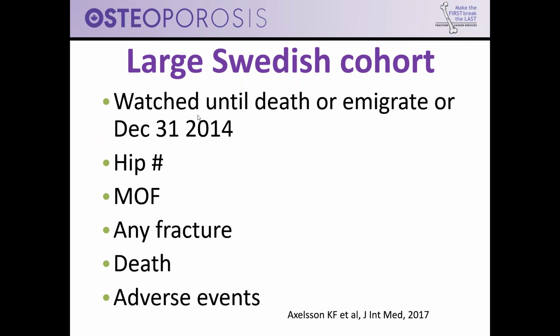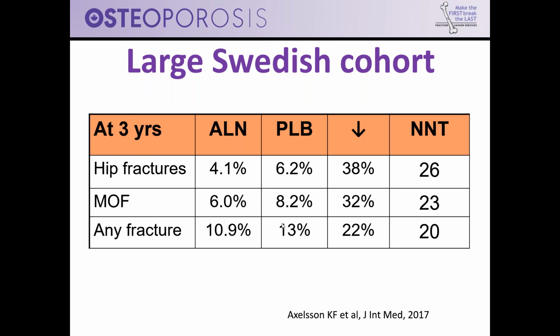So they watched these patients until death, or they emigrated out of Sweden, or to December of 2014. And they looked at these outcomes, whether they went on to develop a hip fracture, a major osteoporotic fracture, which would be hip, wrist, shoulder, or spine, any fracture, death, or any adverse events. So this is looking at hip fractures, major osteoporotic fractures, or any fracture in the alendronate group and what I would call the placebo, but it's really a control group here.